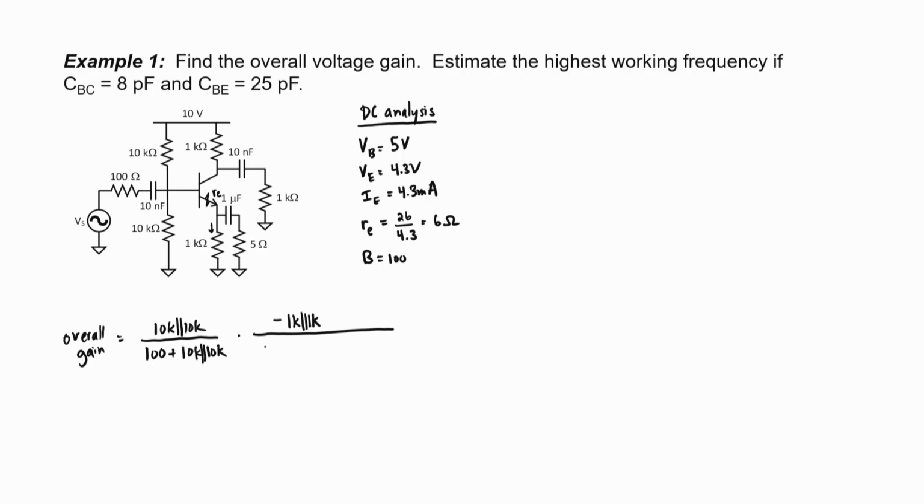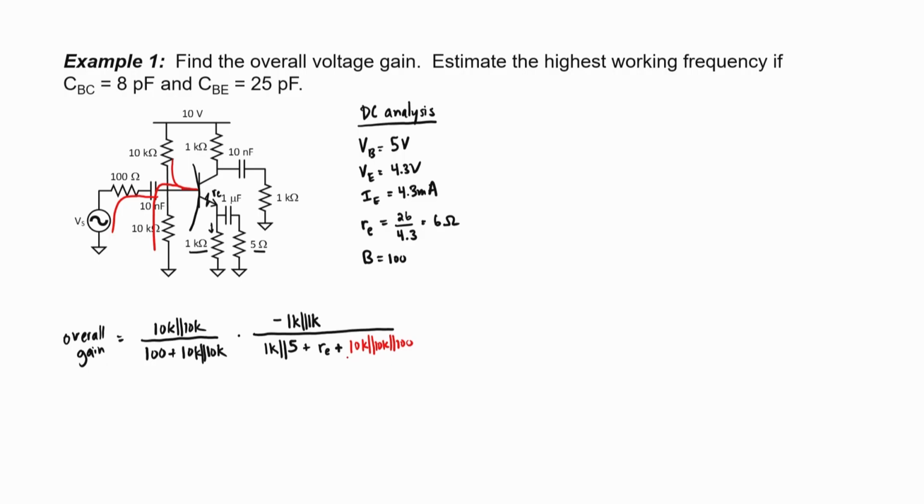So let's do the emitter side first. We have 1 kilo ohm down here that's in parallel with 5. Those are in series with little r sub E, which is in series with everything reflected over from the base side. On the base side, we have 10 kilo ohms in parallel with 10 kilo ohms in parallel with 100 ohms.